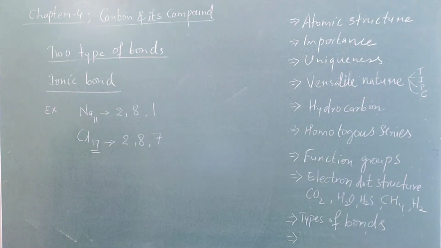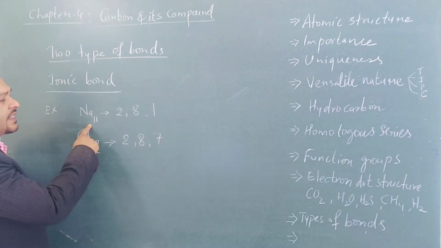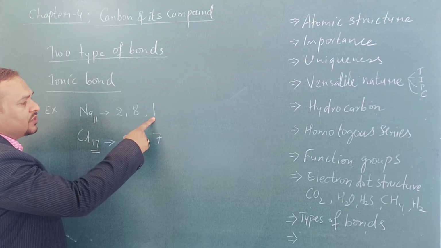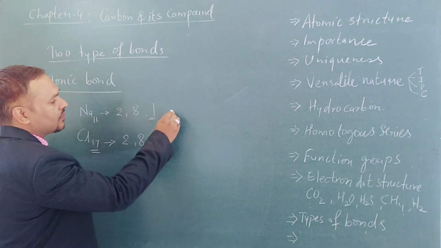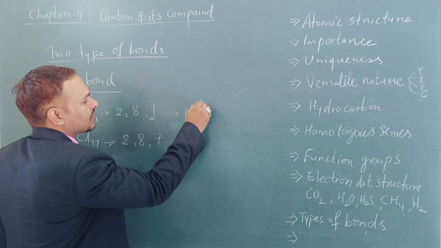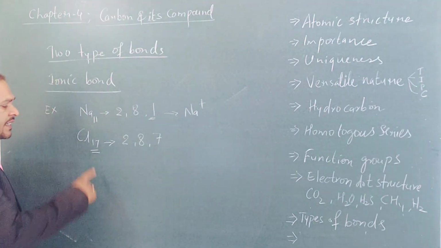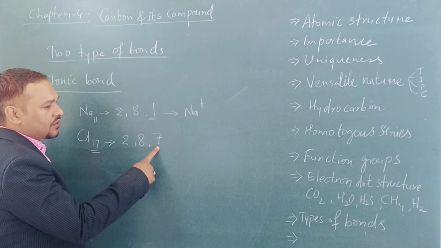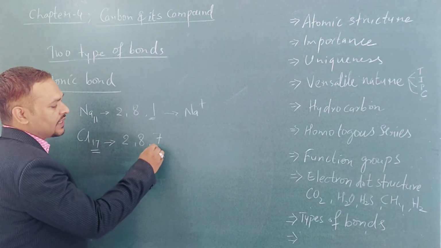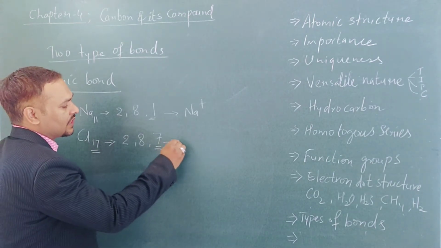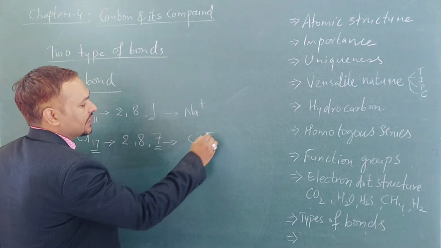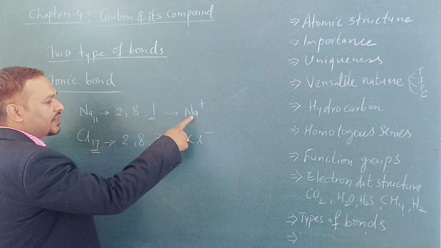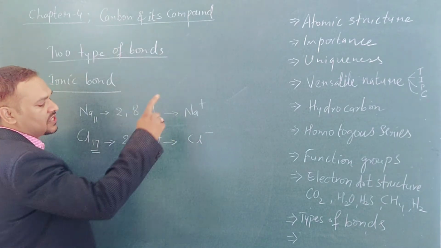Sorry. To complete its octet, sodium has to gain 7 electrons or lose 1 electron. So what it will do, it will lose 1 electron and form Na plus. In case of chlorine, it has to lose 7 electrons or gain 1 electron. So it is convenient for chlorine to gain 1 electron. When it gains 1 electron, it gets a minus charge, and when it loses 1 electron, it gets a plus charge.